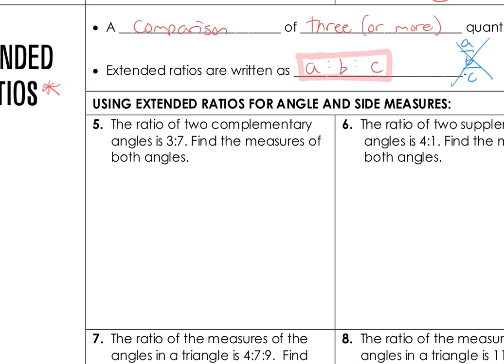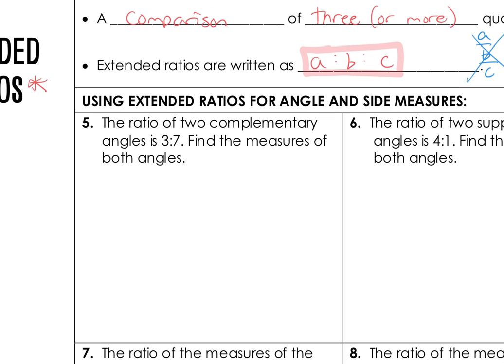So we're going to use extended ratios to help us find some angle and side measures. So here's our geometry. It says the ratio of 2 complementary angles. So we have to dial back and remember that complementary angles are 2 angles that add up to 90 degrees. They're in the ratio of 3 to 7, and we're going to find the measures of both angles.